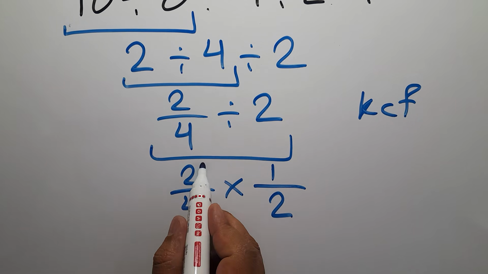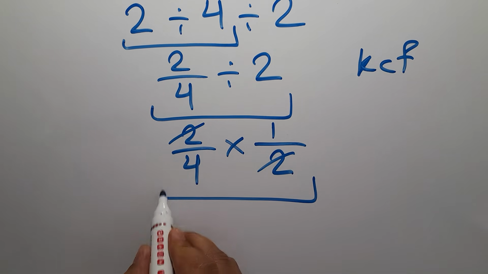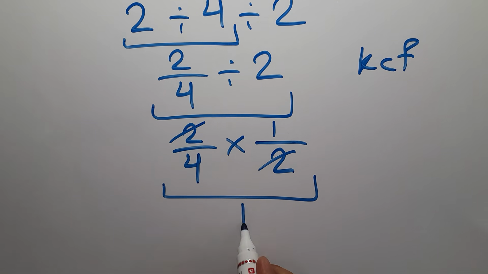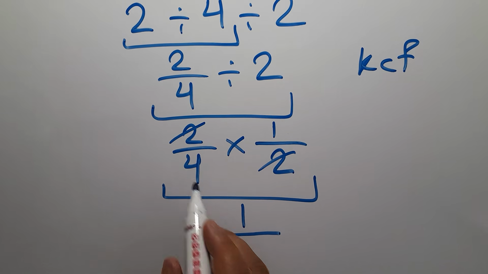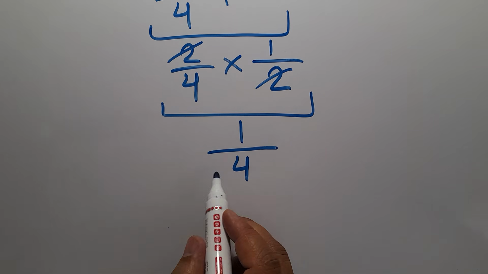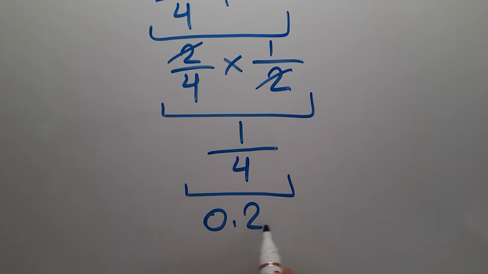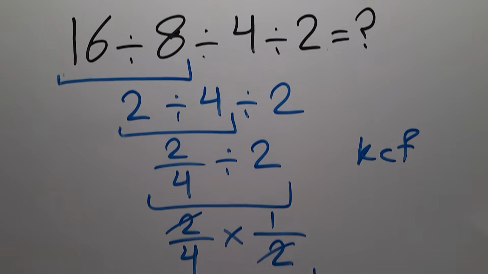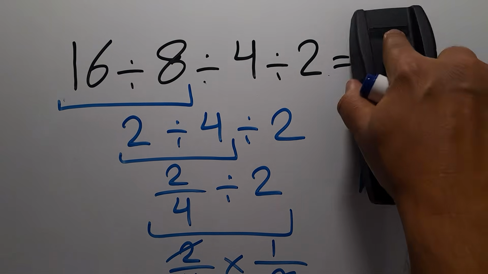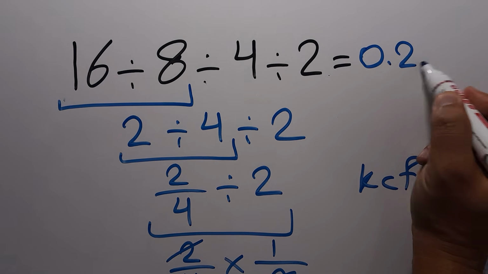Now we can easily cancel these 2 and these 2. So 1 times 1 gives us 1, and 1 over 4 times 1, which equals just 4. That means our final answer to this problem is just 1 over 4, or 0.25. The correct answer is 0.25.